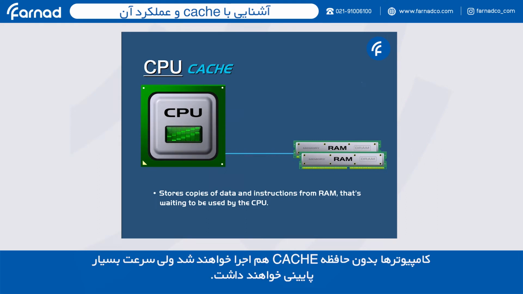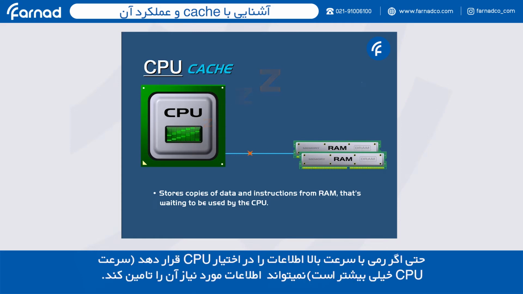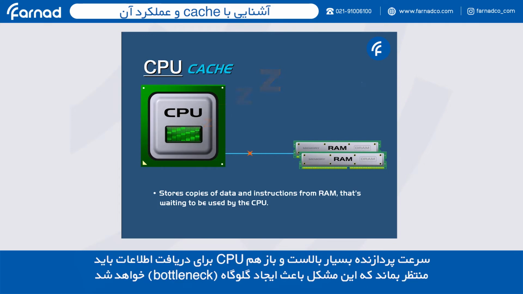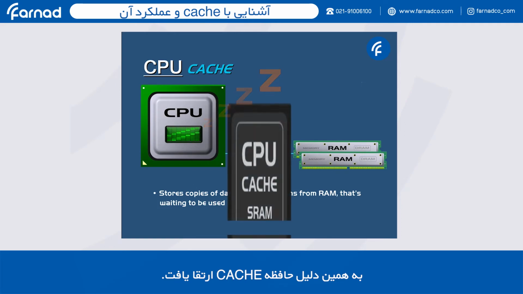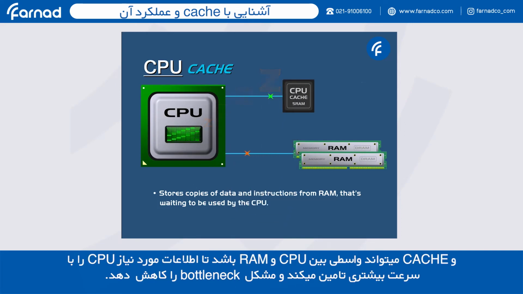Now, a computer can run without the CPU cache, but it would be a lot slower, because even though RAM is becoming faster, it still can't feed the data to the CPU fast enough, because CPUs have gotten so fast that a lot of times the CPU is waiting around doing nothing while it waits for more data, and this creates a bottleneck. So that's why the CPU cache was developed, so it can act like a middleman between the CPU and RAM to assist in feeding the CPU the data it needs a lot faster, which reduces bottlenecks.